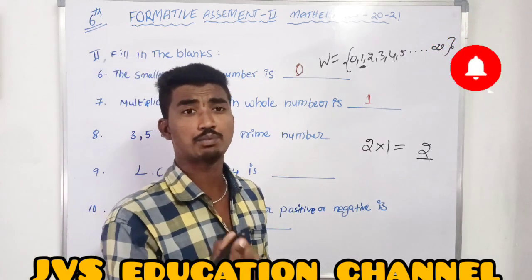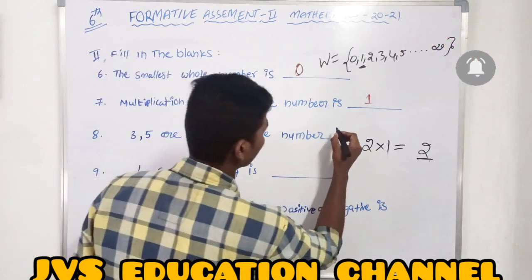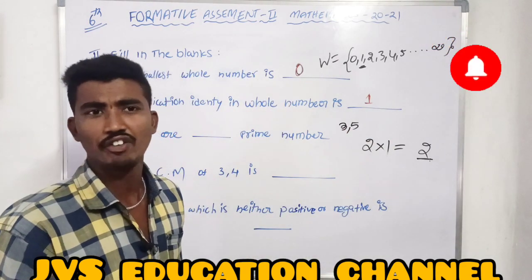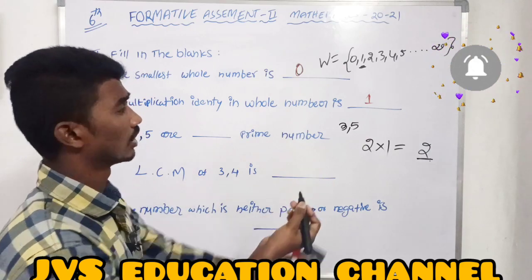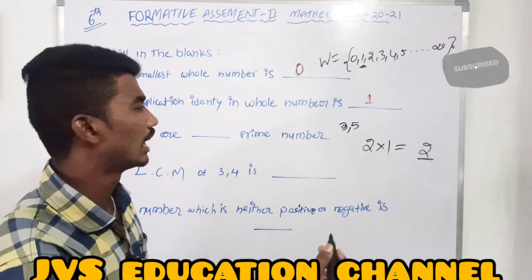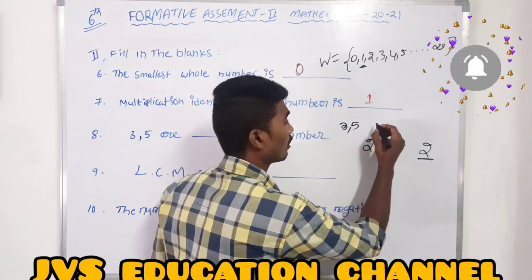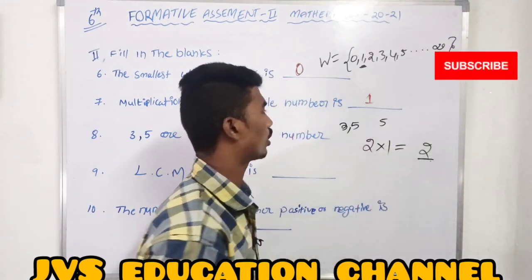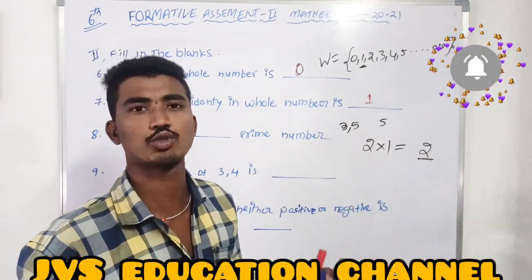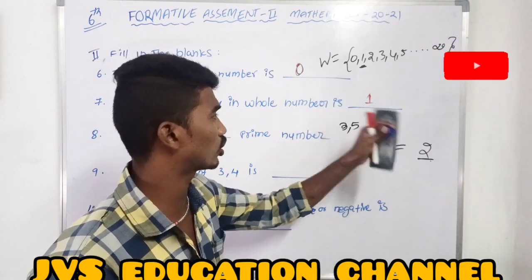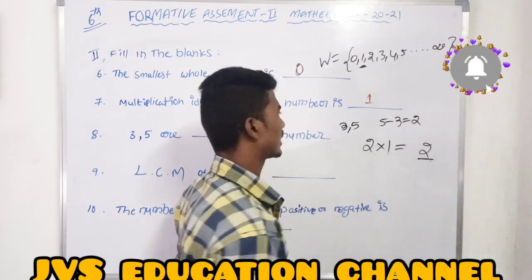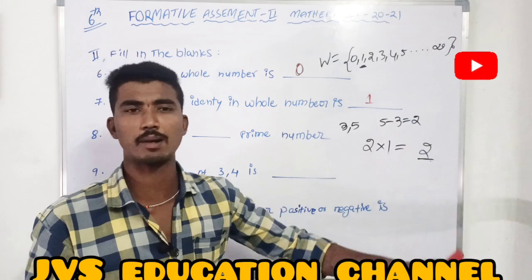Listen, now we have to observe the numbers. What are the numbers? 3, 5. First we check the numbers: 3, 5 are prime numbers. Listen, what is the difference between 3 and 5? Difference means we have to do subtraction, greatest number minus small number. Always subtract the greatest number from the small number. 5 minus 3 is 2. Listen, the difference between these two prime numbers is 2.